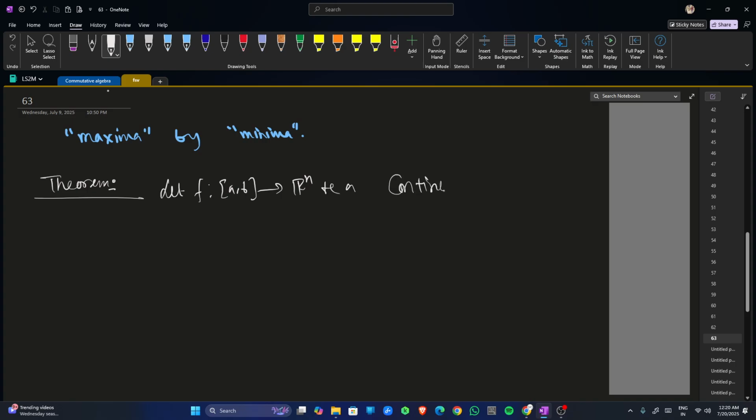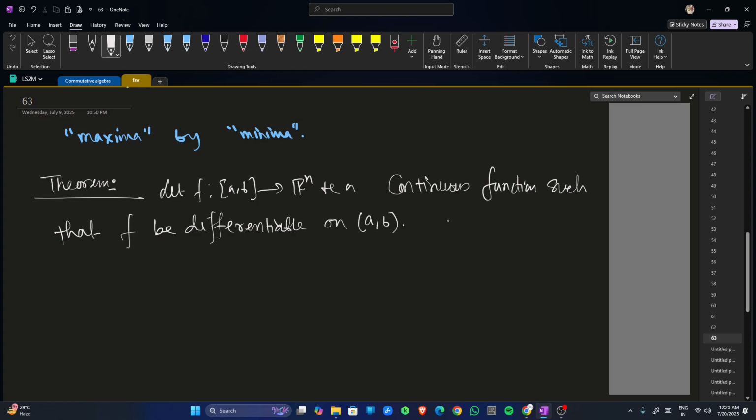Let f be a continuous function on [a, b] such that f is differentiable on the open interval (a, b). Then the norm of f(b) minus f(a) is less than or equal to (b minus a) times the supremum of the norm of f prime(x), x belongs to the open interval (a, b). Okay. Proof.